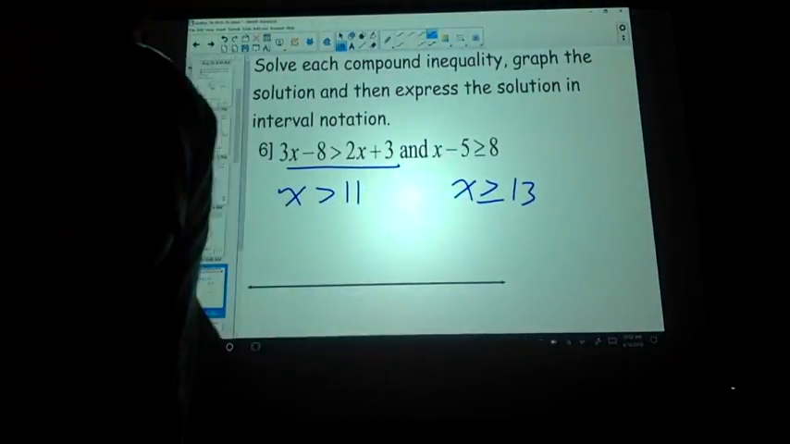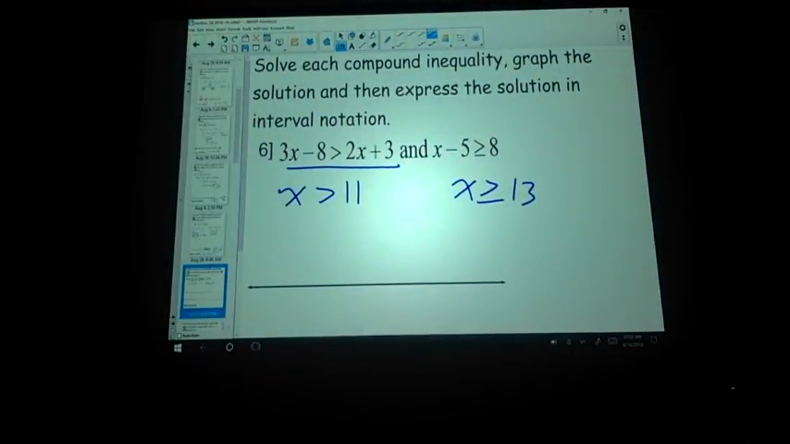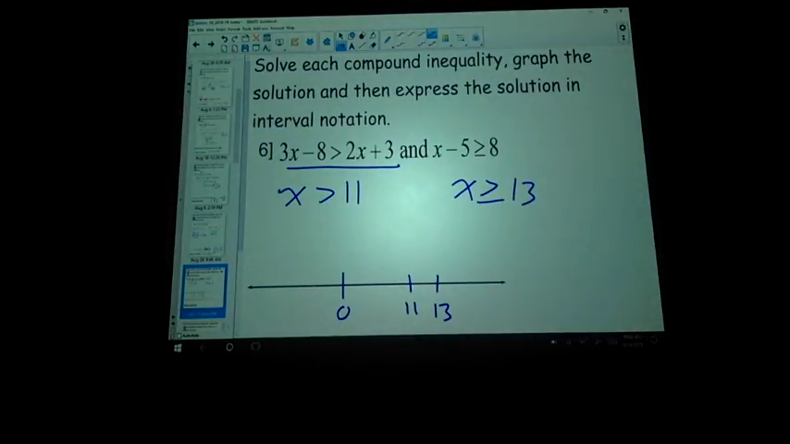So now I want to put them both together on the number line. So let's see how this is going to work. Well, I know 0's here, and that's like 11, and that's like 13. Notice I made the 11 and 13 closer together, and then I made the 0 and the 11. I'm good at spacing. All right, so this technically would have been an open circle going this way, and then this would have been a solid circle going this way.